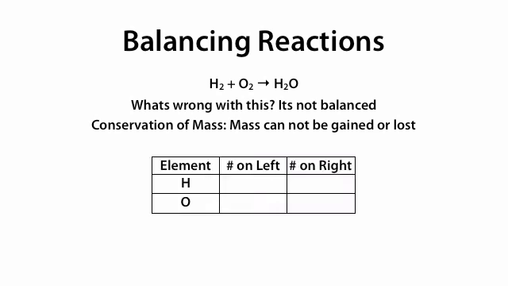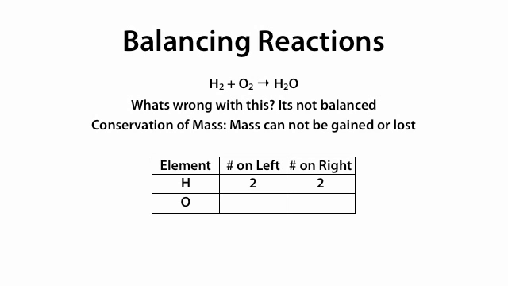We're going to make a table. This table is going to have the elements that are present in the reaction. In this case, we only have hydrogen and oxygen, and we're going to have tallies of each element on the left and right side. So how many hydrogens do we have on the left side? We have an H2, which has 2 hydrogens, and on the right side, we have an H2O, which has 2 hydrogens. Okay, let's move on to oxygen.